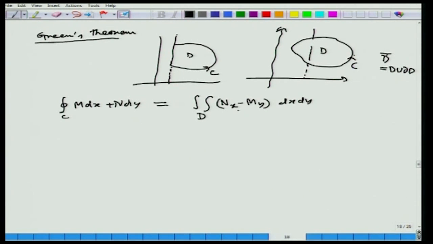This can be seen easily, like in this simple case, first we prove it for this. So let us say this is A here and this is B here, this is the x range like this, maximum here, and A is the minimum, so the x range. Then we can define this curve as y_1(x) from here to here going like this, and y_2(x) like this.